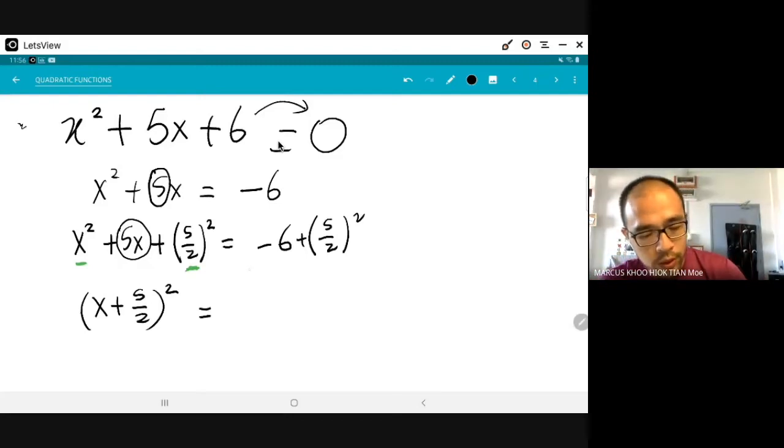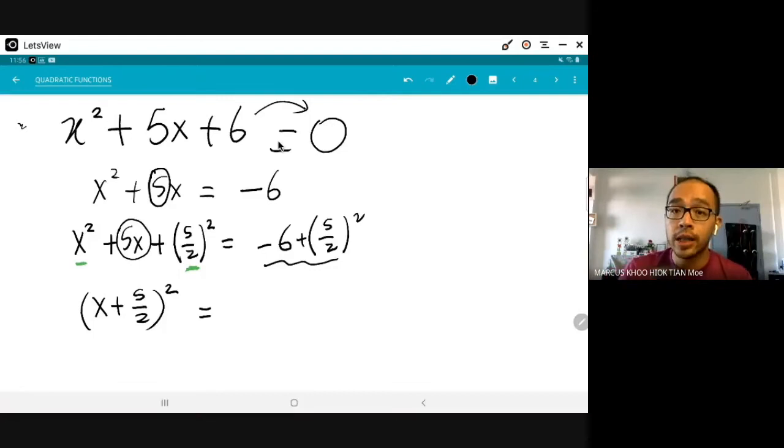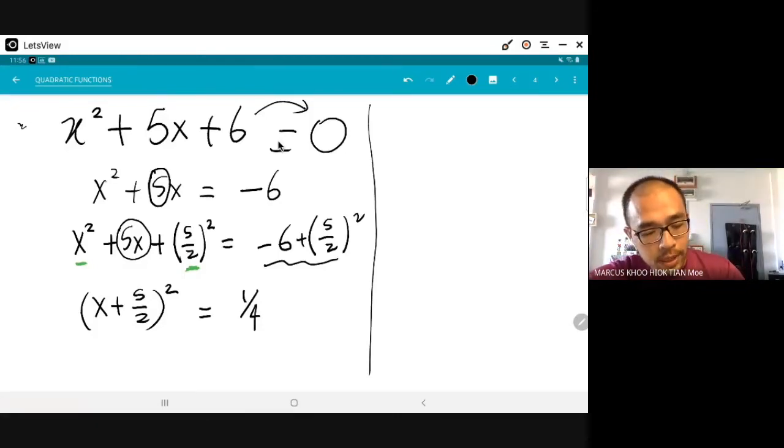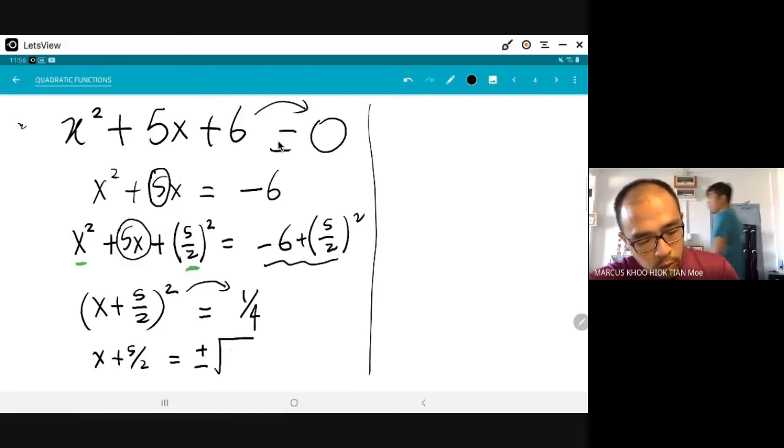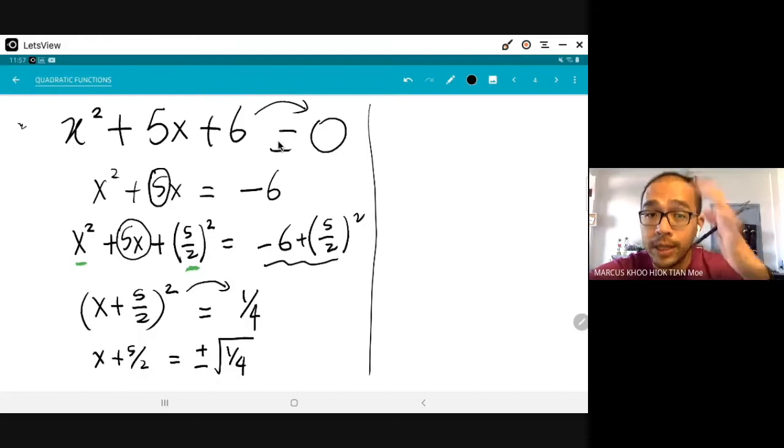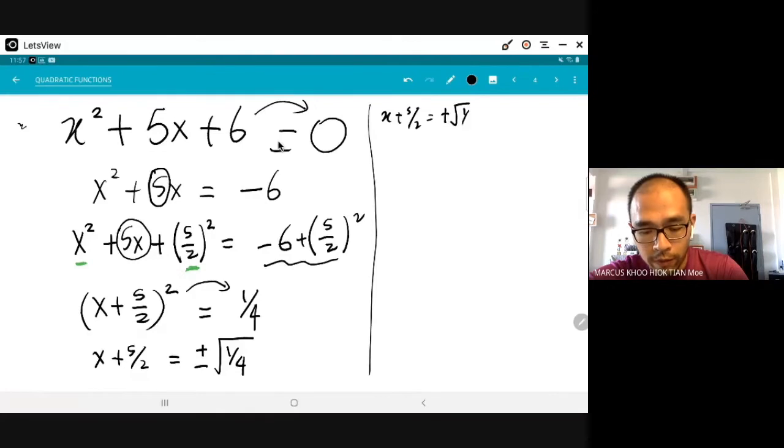Okay, then equals to, ini sebenarnya kamu boleh kira terus. Okay, kalau saya guna calculator, negative 6 plus 5/2 squared, I will get 1/4. Okay, selepas itu saya pindahkan the square root. So saya akan dapat x plus 5/2 equals to positive dan negative square root 1/4. Baru saya pisahkan. Okay, x plus 5/2 equals to positive square root of 1/4 dan x plus 5/2 equals to negative square root of 1/4.